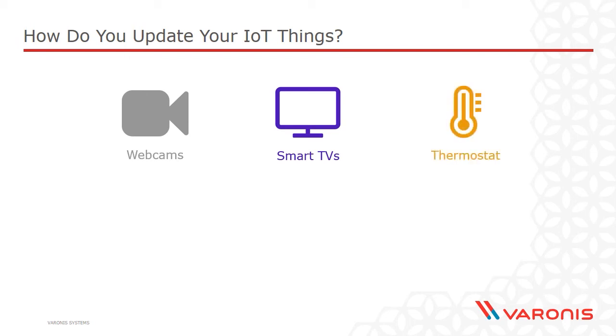Thermostats are another very popular IoT device these days. Do you know how your thermostat is updating its software? Could your thermostat be doing the same thing as the LIFX light bulb and leaking the credentials to your Wi-Fi network? Wi-Fi power switches are another good example.